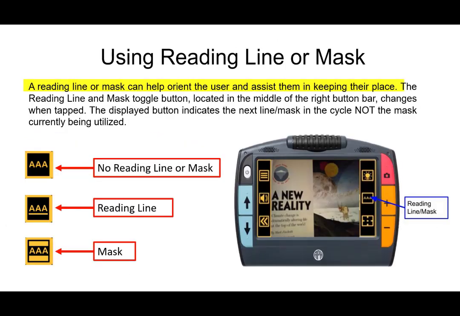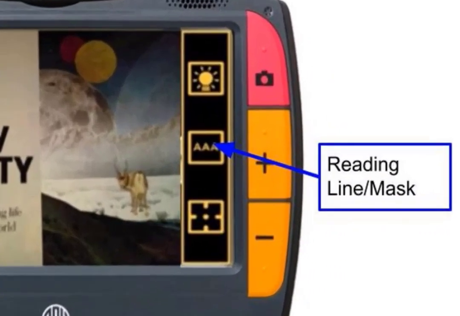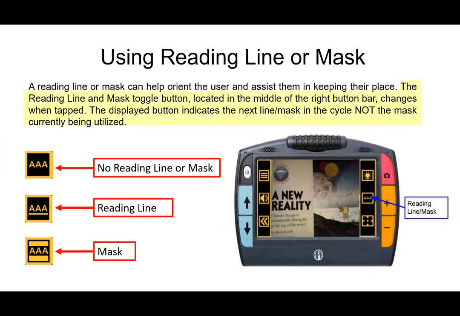The last thing that we're going to look at here is using the reading line or mask. The reading line can help orient the user or assist them in keeping their place when reading a large amount of text, or if there's too much on the screen and it bothers the eyes, or there's difficulty maintaining focus. So the reading line and mask toggle button is located in the middle of that right side of the bar. It changes when it's tapped, and the displayed button indicates the next line or mask in the cycle, not the mask currently being used. So it sounds silly, but it'll show the next one available.